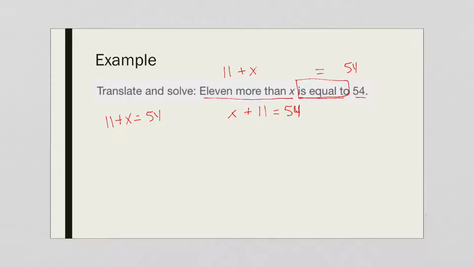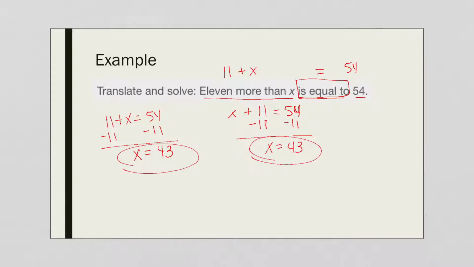That's one of the things that I'll be grading whenever you take a test or a quiz, is I want to know, can you translate it into an expression? And this is one of the things that you need to do. So step one, translate it into the expression. Step two, go ahead and solve. So subtract 11 from both sides. You get that x is equal to 43. Or you could do it over here. Okay? All right, so that's it for this one.